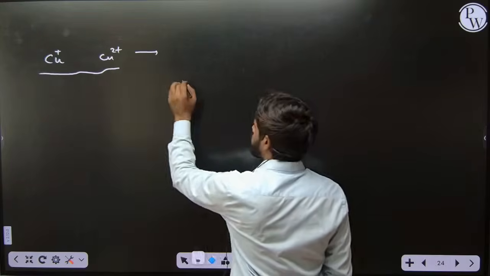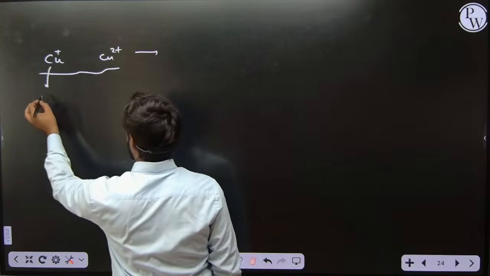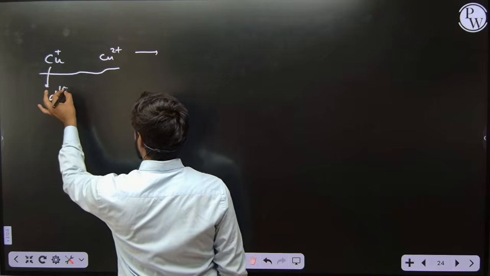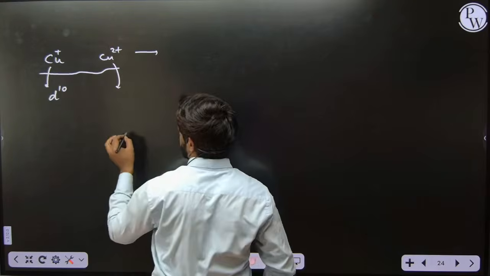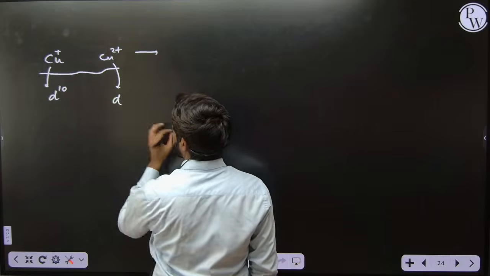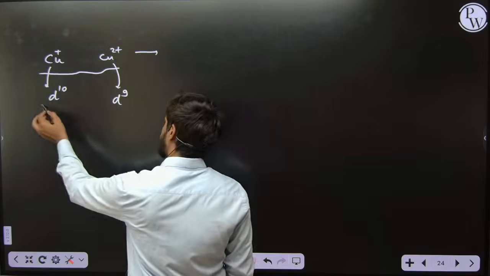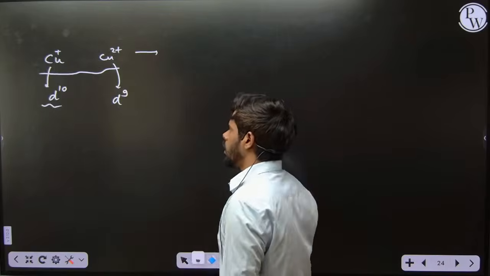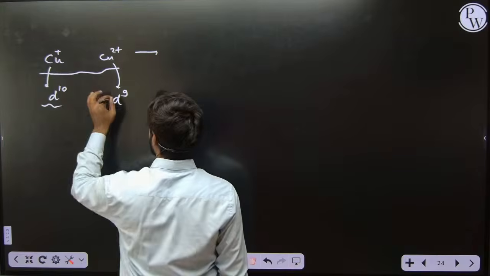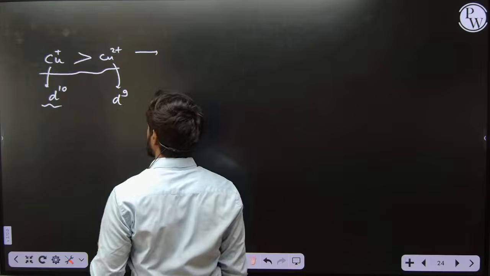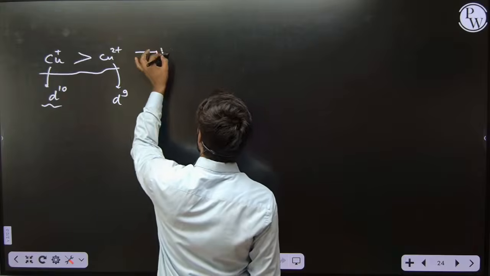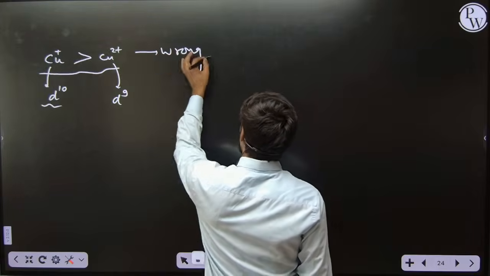From the configuration point of view, if you see, Cu+ is 3d10 and Cu2+ is 3d9. Since d10 is more stable than this one, we could say the stability should be this, but that is wrong. Why is it wrong?